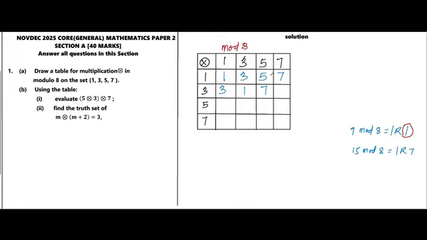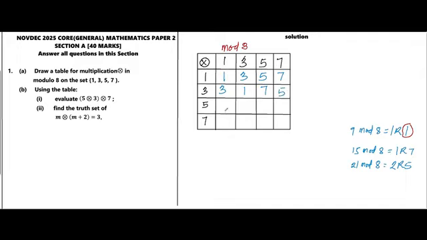3 times 7 is 21. So let's work out 21 in mod 8. 8 goes into 21 two times. So what will be the remainder? 8 times 2 is 16, and 21 minus 16 is 5. So the remainder here is 5.